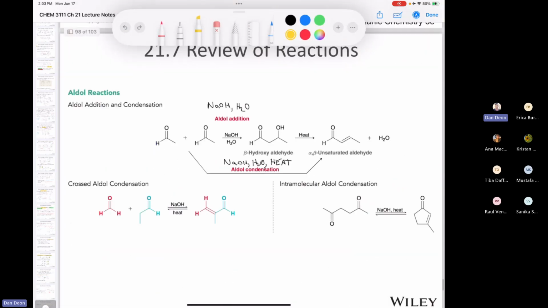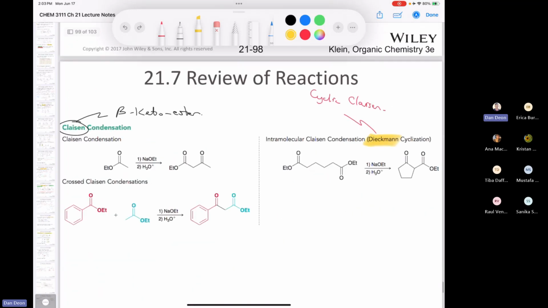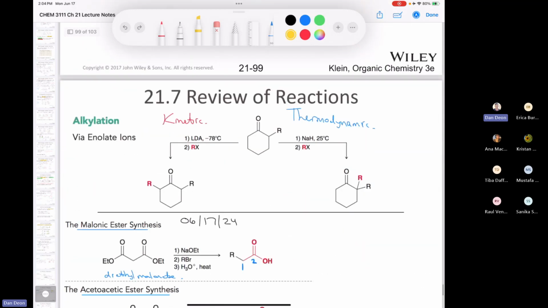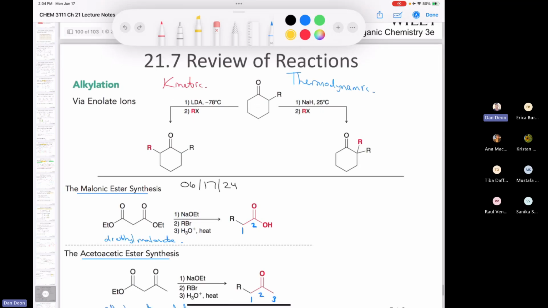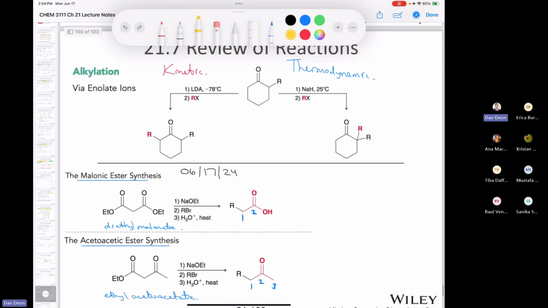Okay, anyhow. Then we covered aldol addition and aldol condensation. We said the difference was heat. We covered crossed aldol reactions. We covered the intramolecular aldol reaction. We covered the Claisen and the crossed Claisen and the cyclic Claisen, which is what we call the Dieckmann reaction. Then we covered kinetic and thermodynamic enolates and how to make those and how to alkylate.